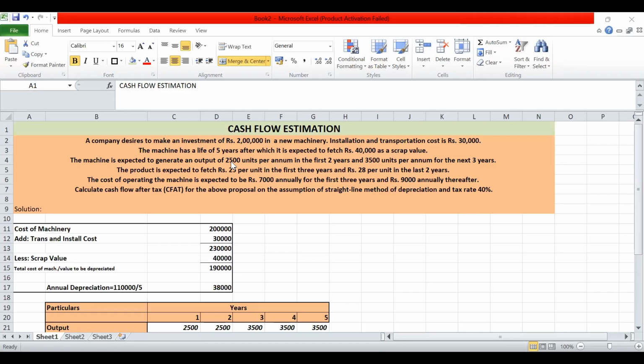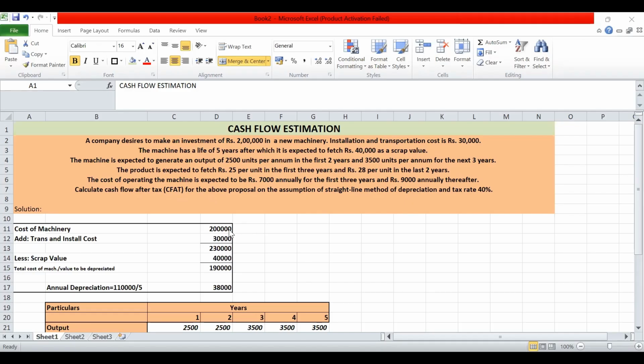The product is expected to fetch rupees 25 per unit in the first 3 years and rupees 28 per unit in the last 2 years. The cost of operating the machine is expected to be rupees 7,000 annually for the first 3 years and rupees 9,000 annually thereafter, that is for the fourth and fifth year. Calculate cash flow after tax, also known as CFATs, for the above proposal on the assumption of straight line method. You may also get a question on WDV depreciation, and tax rate is 40%. So with all this information given to us, we need to calculate the cash flow after taxes.